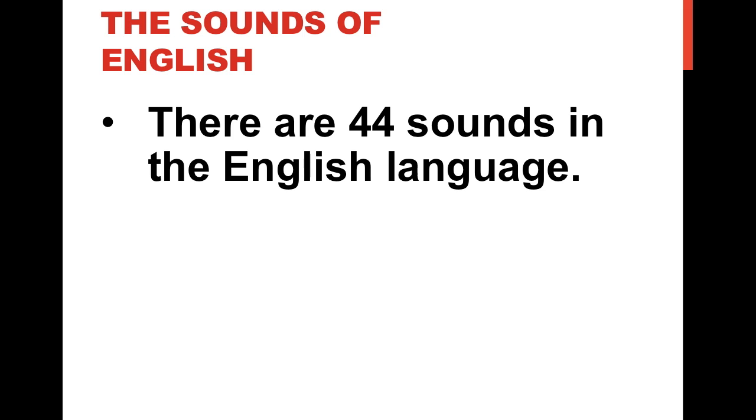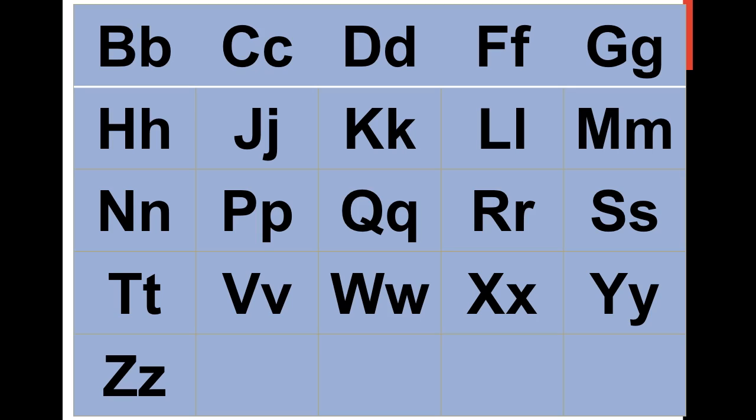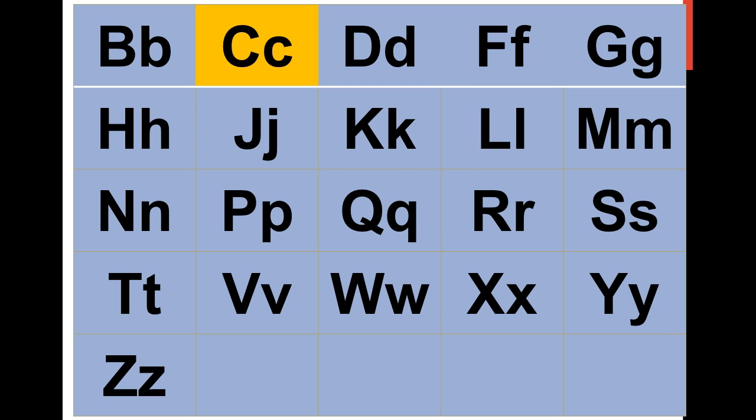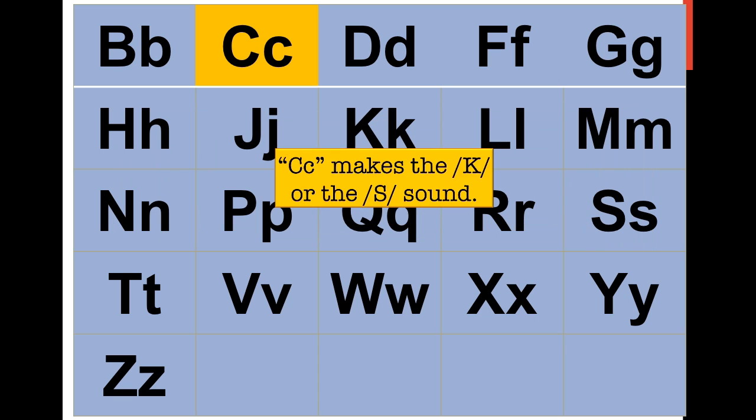There are 44 sounds in the English language. In video 1, we learned 18 single consonant sounds. Let's practice these sounds again. Remember, the letter C makes the k or the s sound.